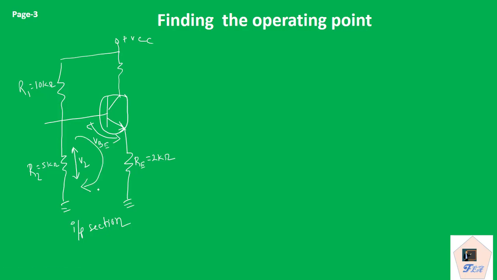So this is our input section, and from the analysis of the input section we can find V2, that is equal to VBE plus the drop across RE. Here we have considered IE, which is equivalent to IC, so we can write it as IC into RE. Since we are finding the operating value of the collector current, let us give it the name ICQ.